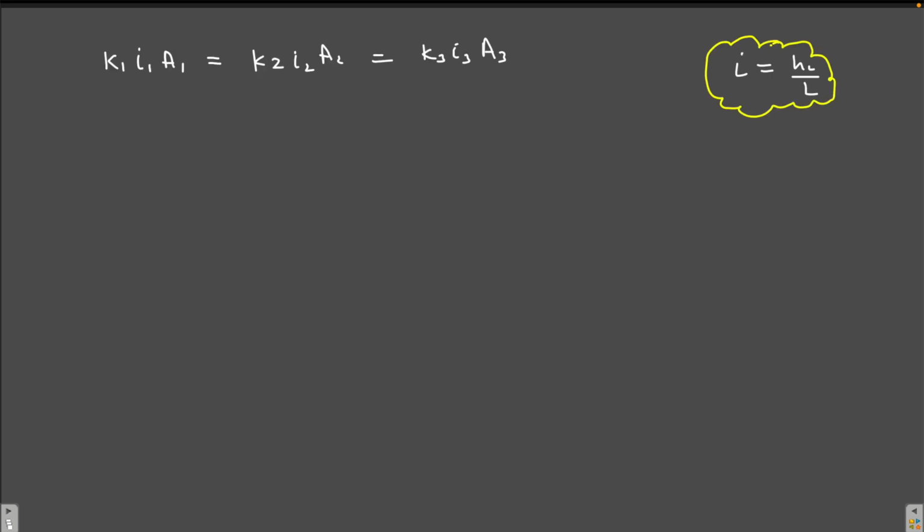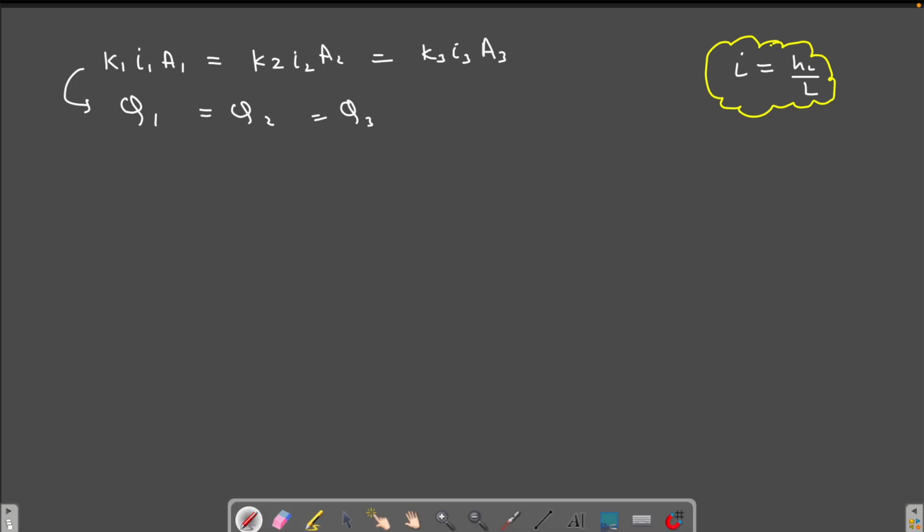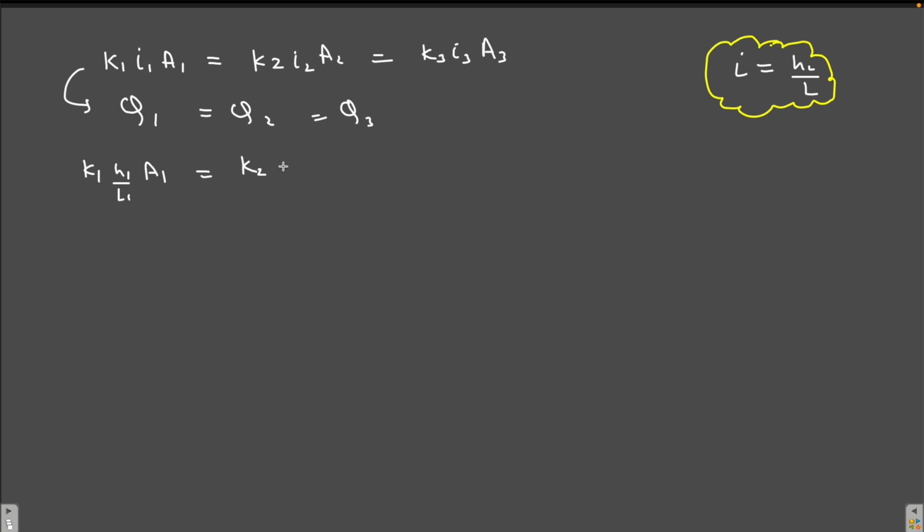Can I write K1 I1? I have written this from Q1 equals Q2 equals Q3. Now can I write this K I A as K1 times head loss 1, H by L1, into area of soil 1? Similarly, K2 I2 can be written as H2 by L2 into A2. Now K3 I3 can be written as H3 by L3 into A3.